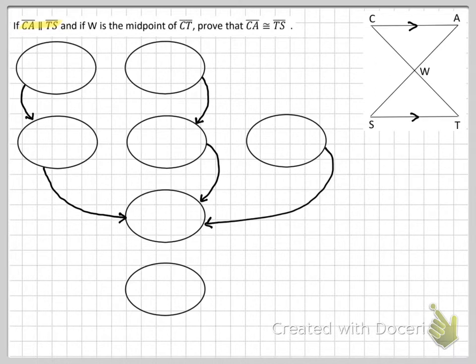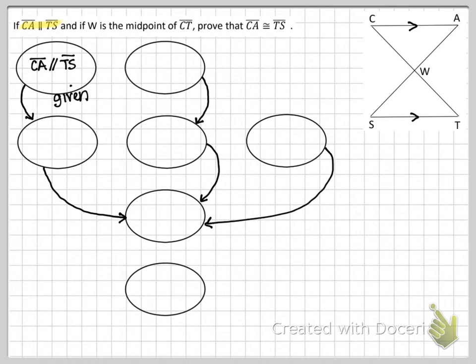However, if they are parallel, I know I'm going to have angles that match. So I'm going to go ahead and start with that in one of the bubbles. So CA is parallel to TS. I know this because it was given to me. Okay, let's see what we could extract from that. And I only have one bubble below it, so I only want to extract one thing.